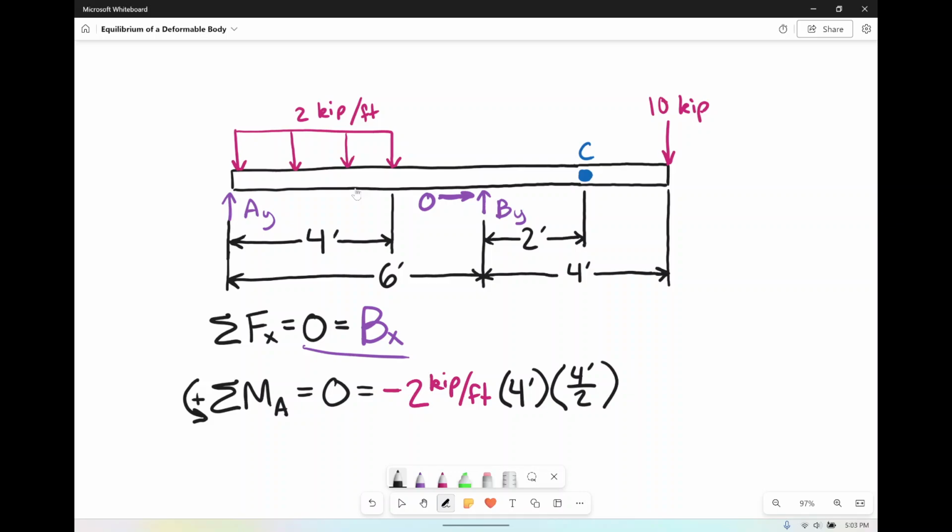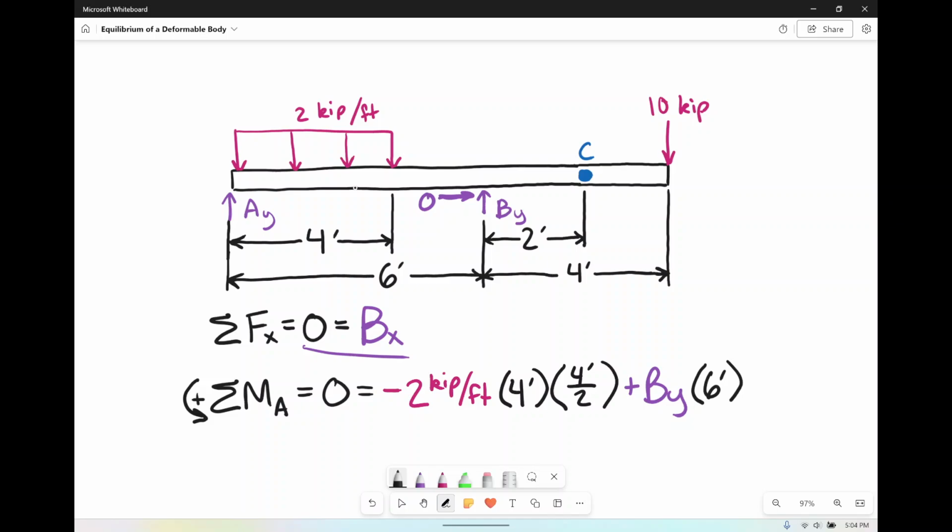Moving over to the side, technically there is BX, but BX does not create a moment about A as it is in line with A. And then there's BY. Is BY positive or negative for this equation? Let's draw an arrow as it goes around A. And that is, in fact, in my positive direction. So I've got plus BY times the distance over to A, which is going to be 6 feet.